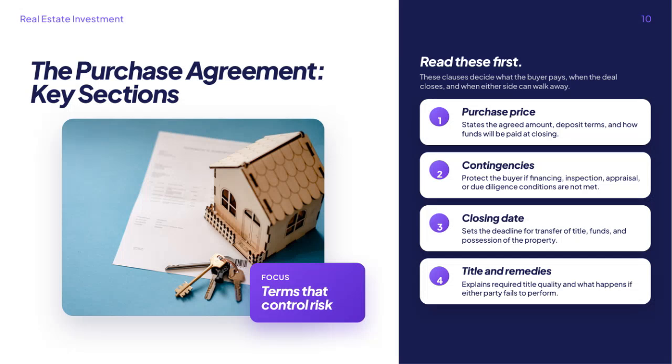Let's focus on the key sections of the purchase agreement, which are crucial for controlling risk in any real estate transaction. These are the clauses you want to read first because they essentially determine what the buyer pays when the deal closes and under what conditions either party can back out. First, the purchase price clause states the agreed upon amount, the deposit terms, and how the funds will be paid at closing. This section lays out the financial foundation of the deal.